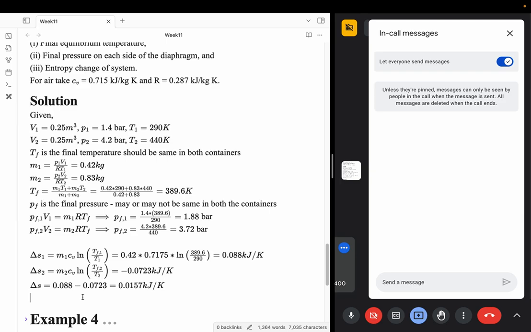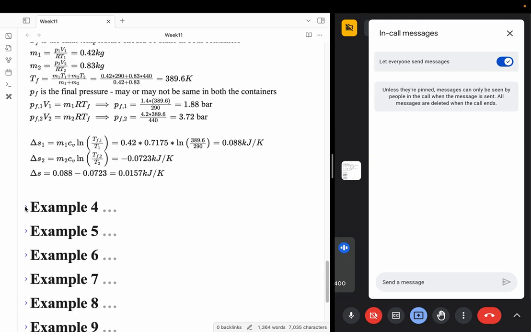So this is clear. Are there any questions on this, or are you getting the same answer? Okay, we move on to the next problem.